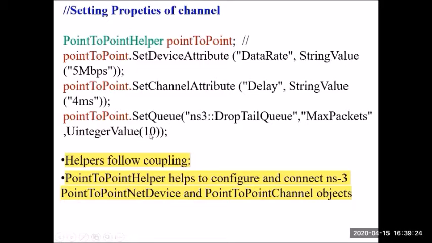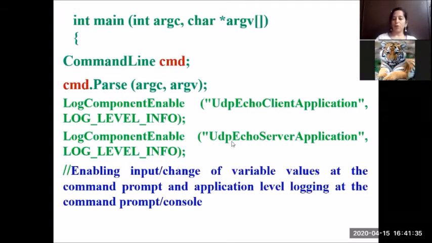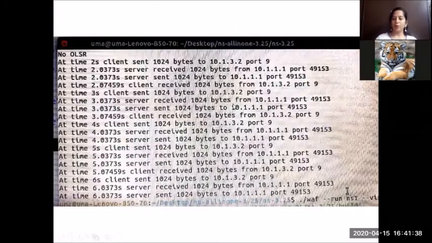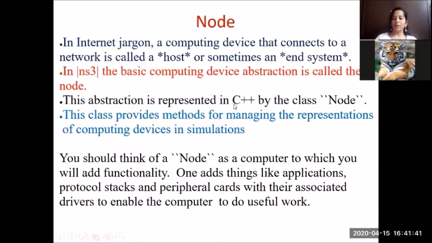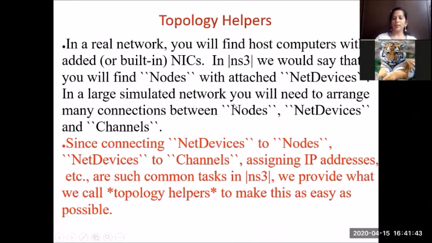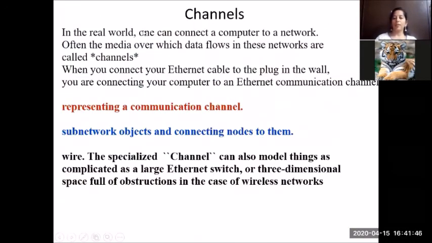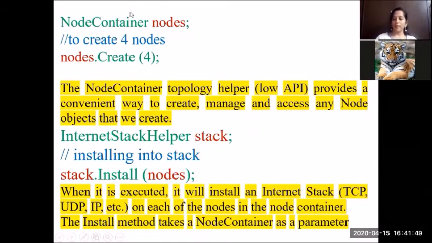U integer value 10. We'll enable logging of applications. Then I showed you how it looks. Then we'll create a node using topology helpers. So you see, we create a node container, which is the topology helper which holds the nodes. And then we'll create 4 nodes using the method create 4. Then we will install the internet stack or the IP stack on all the 4 nodes by using the internet stack helper class, create an object of type stack, and then we'll use a method called install, stack.install.